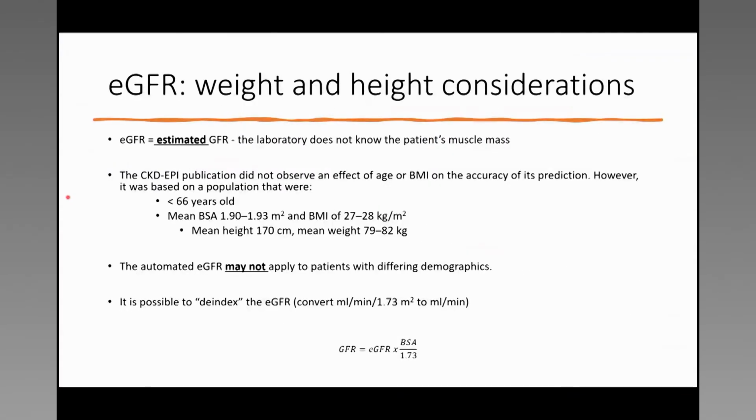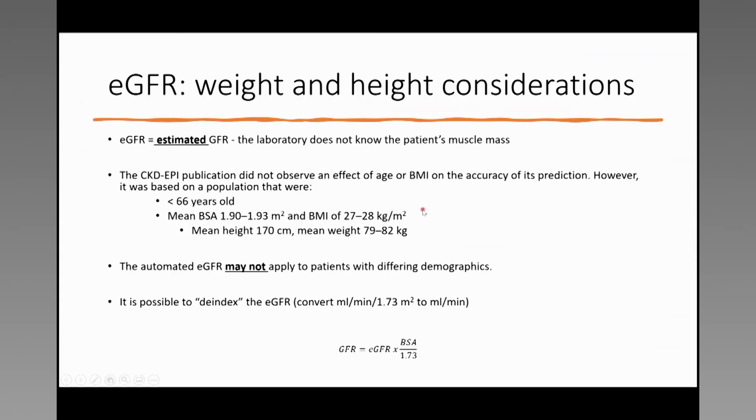I mentioned to you about how a problem with eGFR is that the laboratory doesn't know the weight or the height. This is where it's then our job as clinical people to be able to adjust for that if needed. So if we look at the original CKD-EPI publication, it was done mostly in patients who are all less than 66 years of age, and their body surface area was 1.9 to 1.93 meters squared with a BMI of 27 to 28 kilos per meter squared.